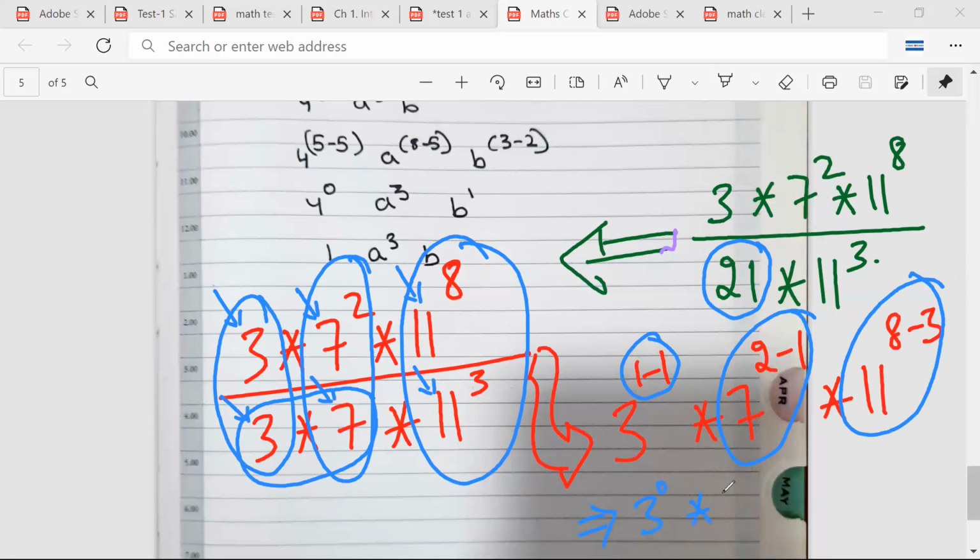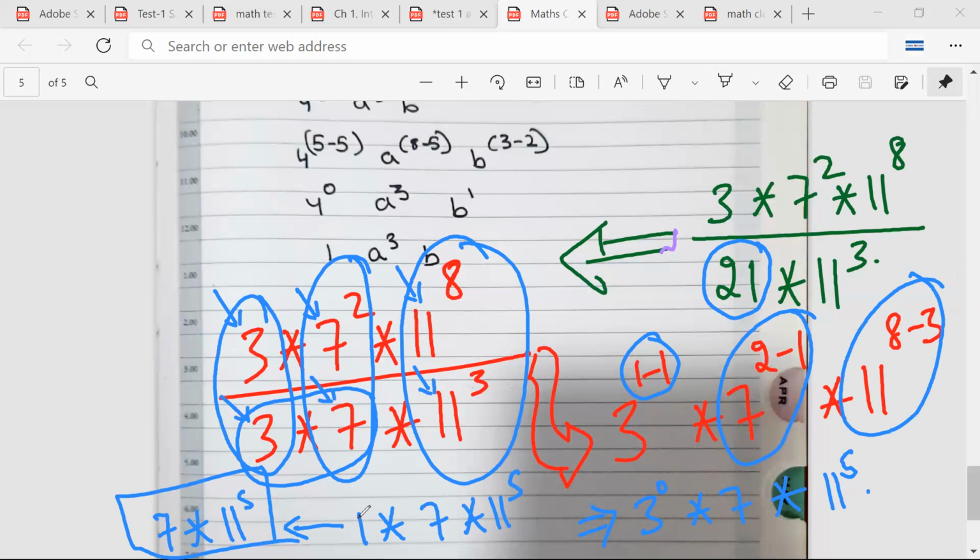Soumya, any doubt? No, sir. Sanvi, any doubt? No, sir. This 3 raised to power 0 is 1 into 7 into 11 raised to power 5, and this would be my final answer: 7 into 11 raised to power 5. Any doubt? No, sir.